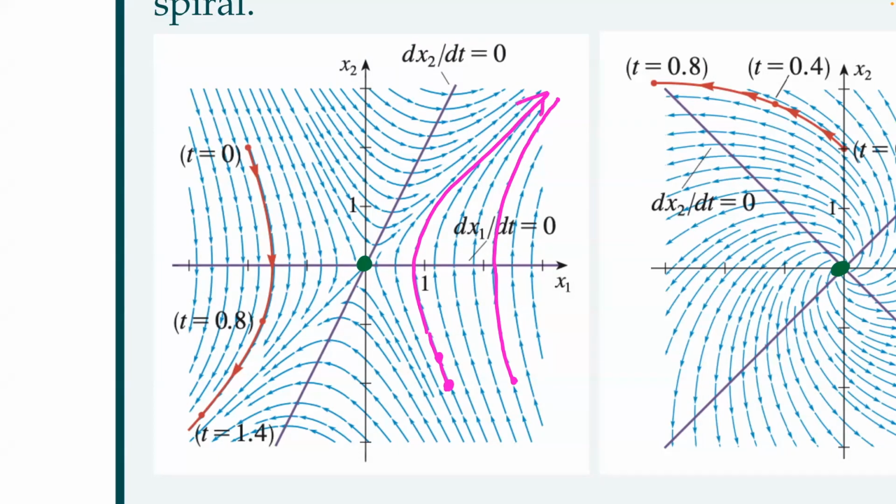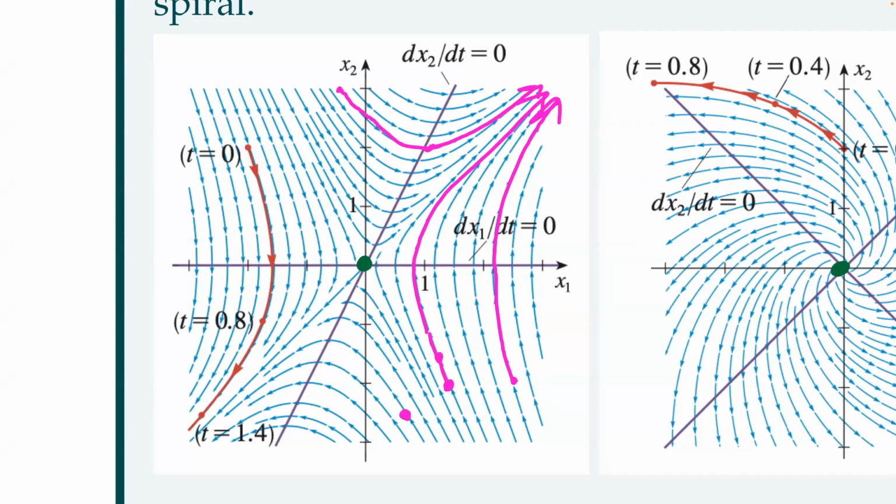I'll draw arrows on these to indicate where we're going. Maybe we start over here. In this case, we cross this nullcline. When I cross that nullcline, I'm going horizontally to the right. I'm getting pulled that way. So you see in all of these cases here, we're getting pulled in this direction up to the top right.